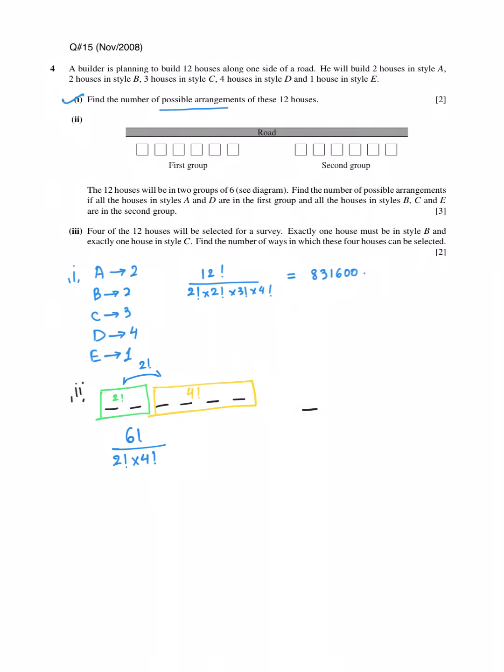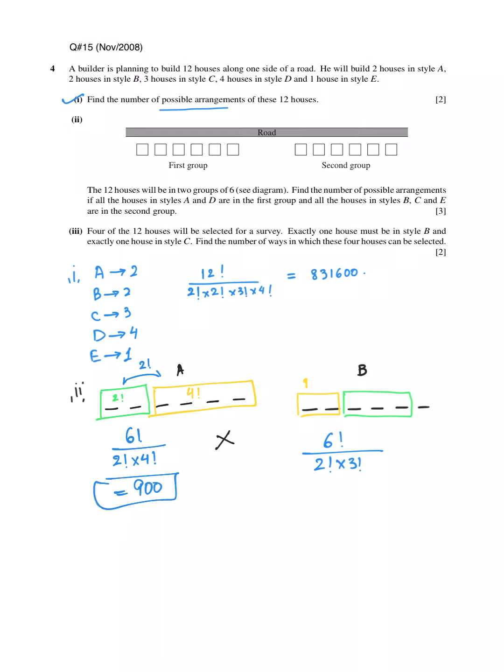For option B, it's 6 houses as well, with styles B, C, and E. For B we have 2, for C we have 3, and for E we have 1, so the leftover is 1. That equals 6 factorial divided by 2 factorial times 3 factorial, and these two answers need to be multiplied. When you multiply these two, you get the final answer, which equals 900.